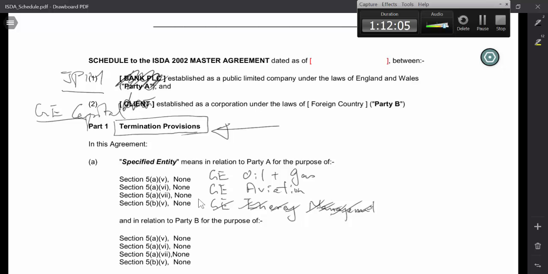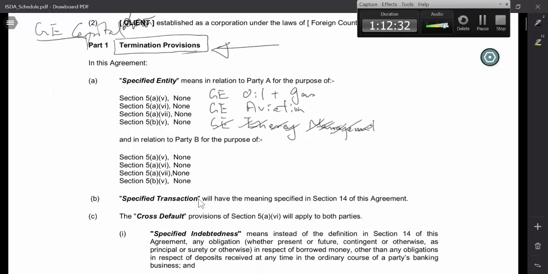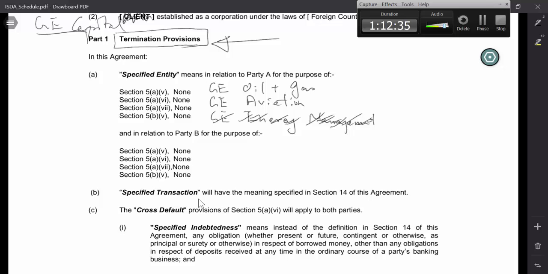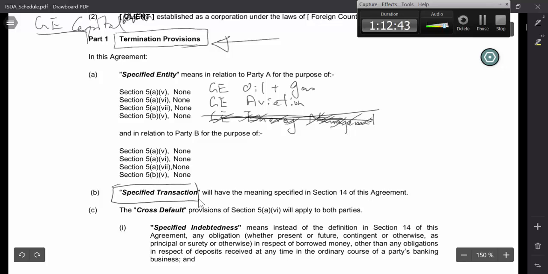And JP Morgan can say, well, I heard that GE Energy Management has a big construction project in Saudi Arabia, and we are worried about that transaction. It seems quite risky, and if there is a default, I am quite concerned. So GE might say, all right, as a compromise, you cross that off, and then down here in specified transaction, you just put that down.